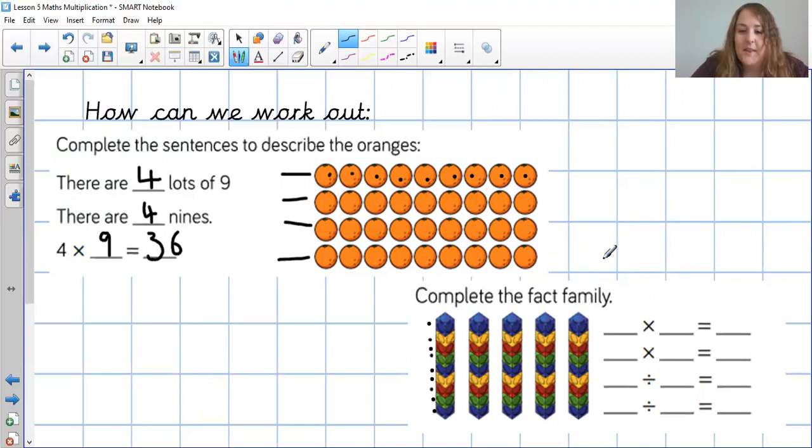Excellent, well done if you've had a go at that. Let's just see if you got the right answer. So 5 times 9 and 9 times 5. And if we added up all of those blocks or did our 5 times table or 9 times table as we're working on, 5 times 9 is 45. And the same answer here. And then we'd use that for our division facts. 45 divided by 5 is 9. And 45 divided by 9 is 5.